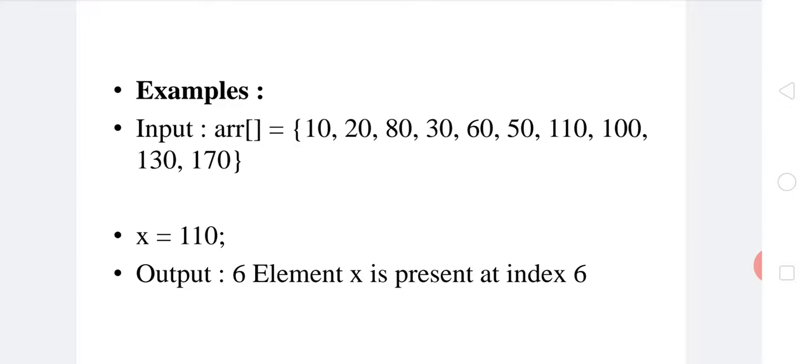Again 110 is compared with 80. Number is not present, then go to the next memory location. 110 is compared with 30, 110 with 60, 110 with 50, then 110 with 110. Yes, number is present. If the number is present, then we will display or return the memory location of this particular element. This memory location is 6, so the output is 6: element x is present at index 6, means the 110 element is present at index number 6.